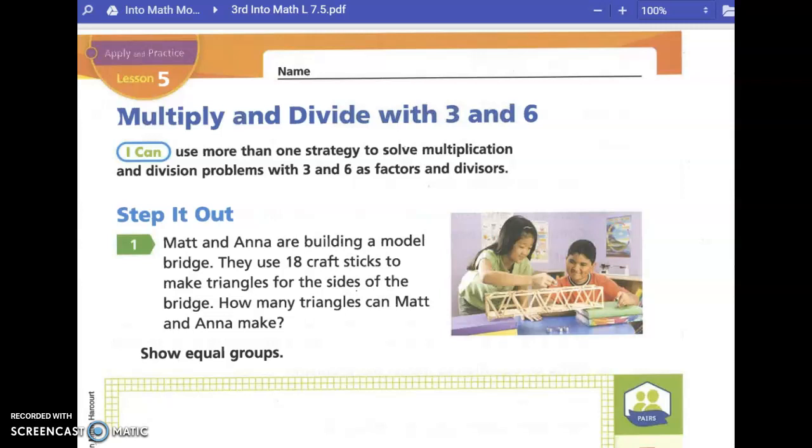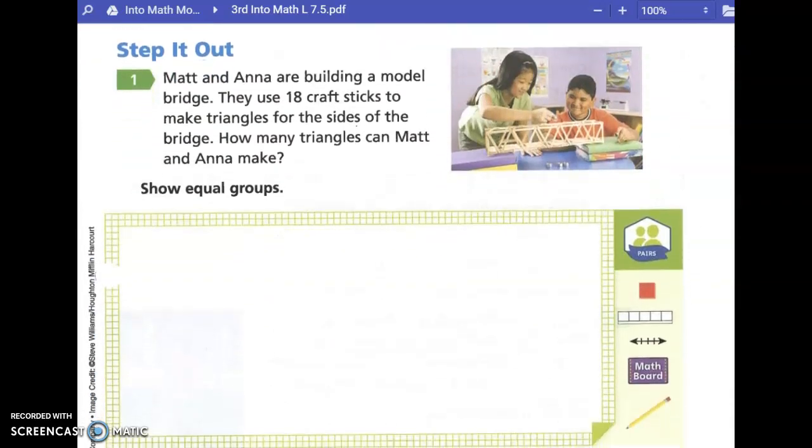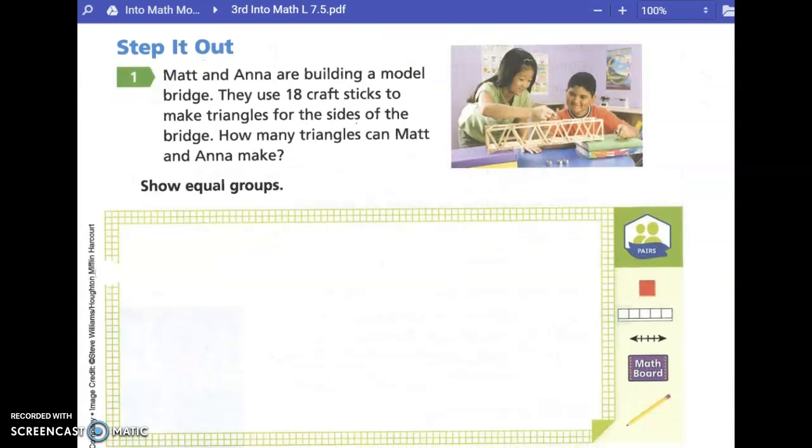Okay, so tell us all our strategies. We've used a bar model, an array, repeated subtraction, repeated addition, number line, all those things. And so our pen says I can use more than one strategy. So today we're going to use many strategies. Number 1, step it out.